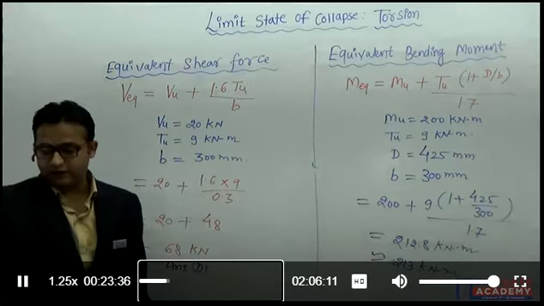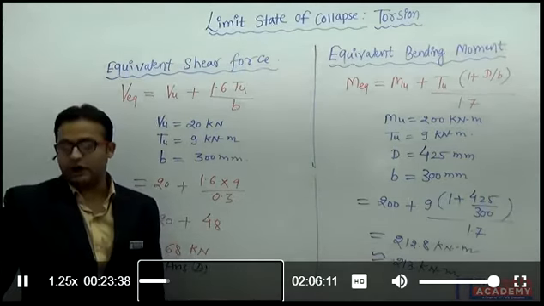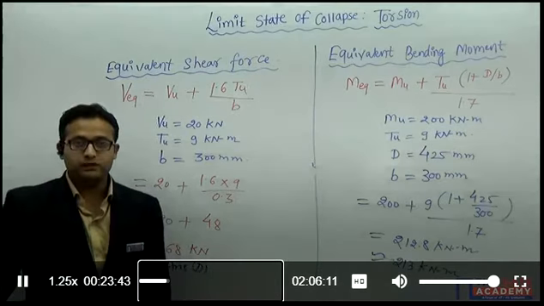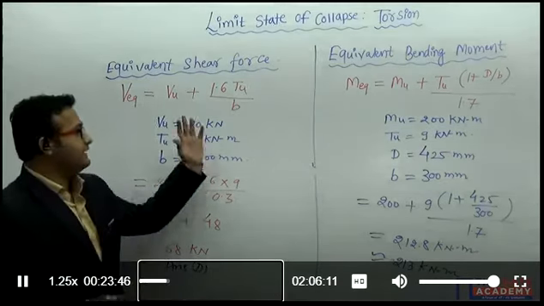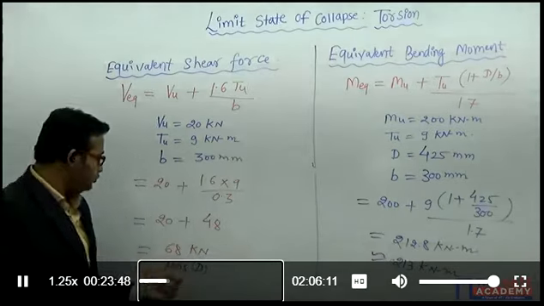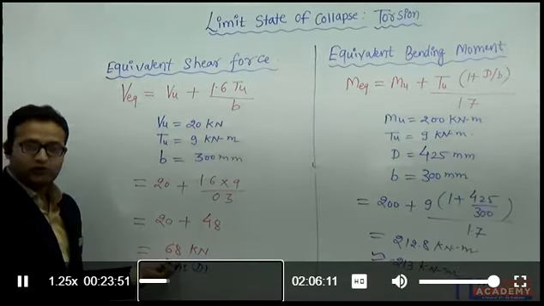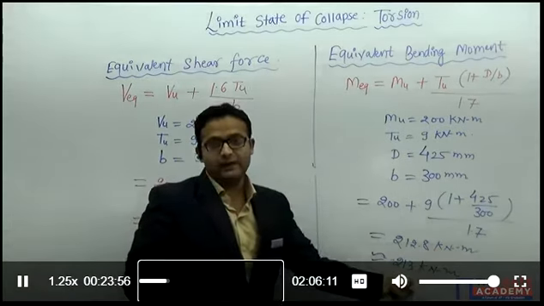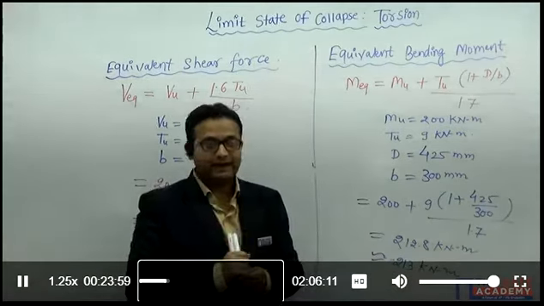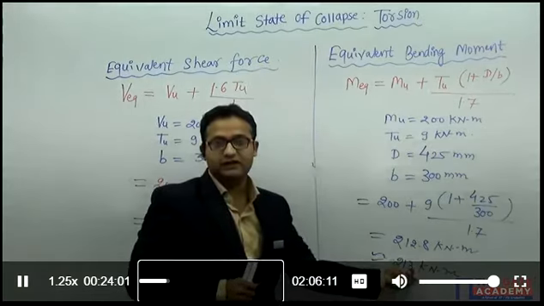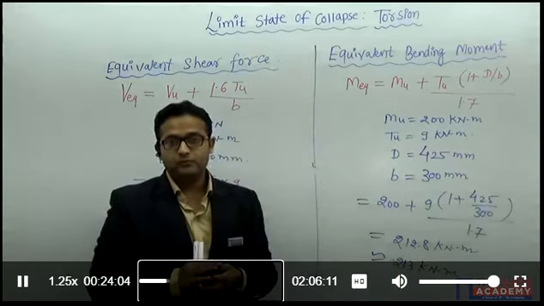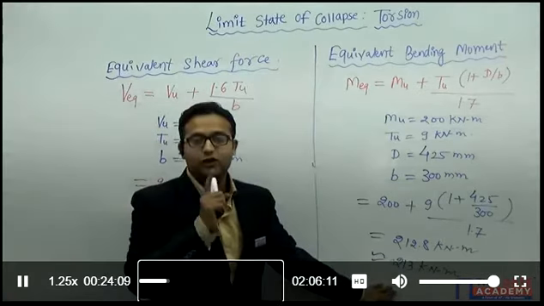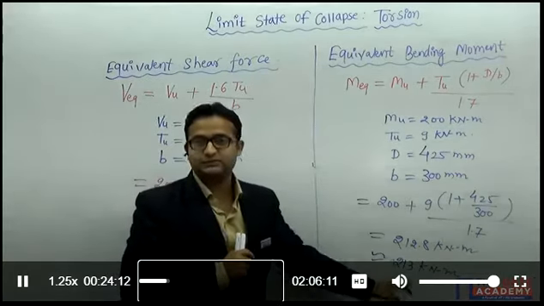In the last line of the question they have given that the equivalent nominal shear stress tau V is calculated using something, which we are going to discuss now. We will see how to design. We are going to use 68 kilonewton as the equivalent shear force, and 213 kilonewton meter as the equivalent bending moment in designing the beam. Considering this 213 kilonewton meter, we can design the beam and provide the longitudinal reinforcement.